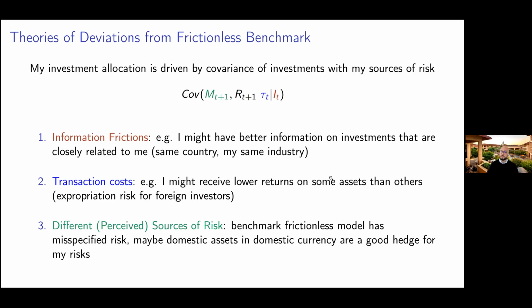But it could also be that there are no frictions whatsoever, but our simple benchmark is just too crazy. The actual real proxies for M, the sources of risk, are very different from the World CAPM. Maybe the domestic assets in domestic currency are a very good hedge for the risks that I care about.